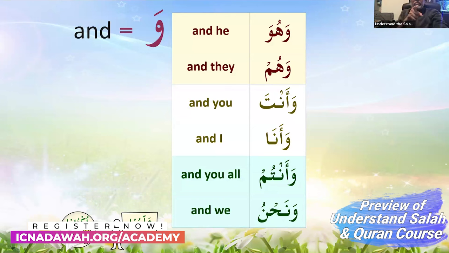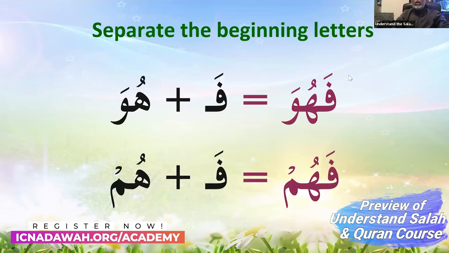Wahua, and he. Wahum, and they. Wa anta, and you. Wa ana, and I. Wa antum, and you all. Wa nahnu, and we. All right? So in the Quran, it can be coming with wa.